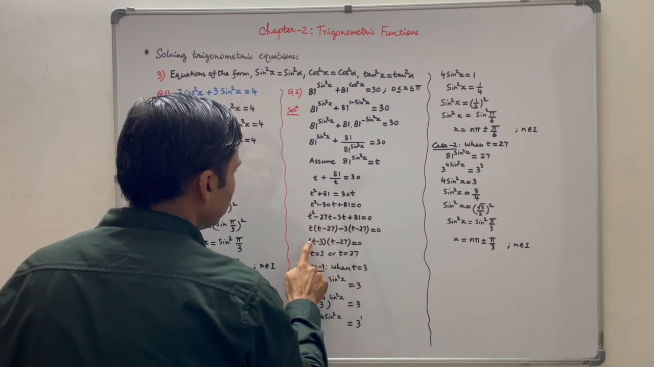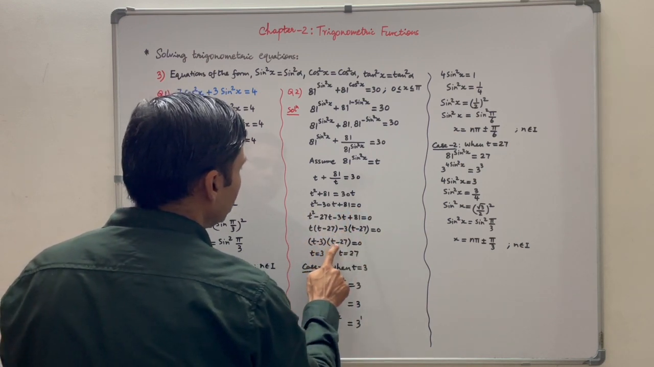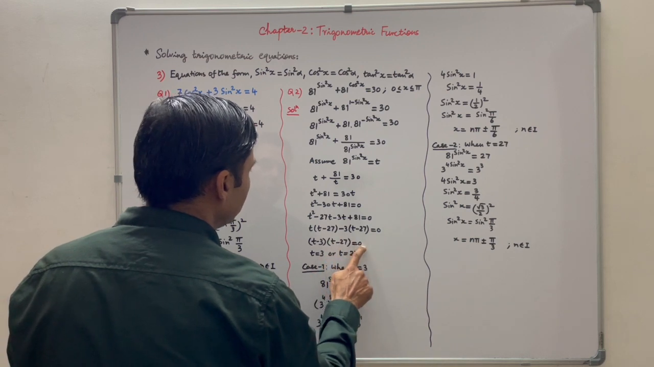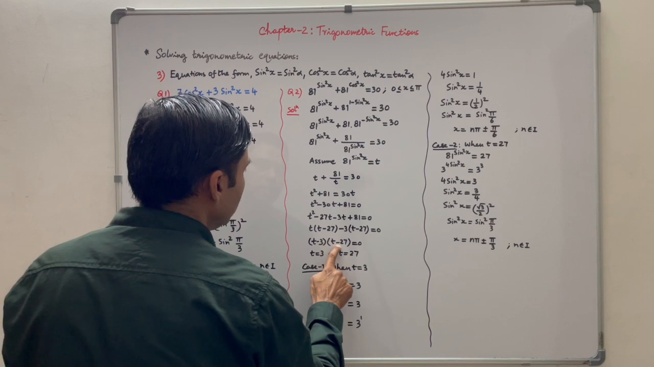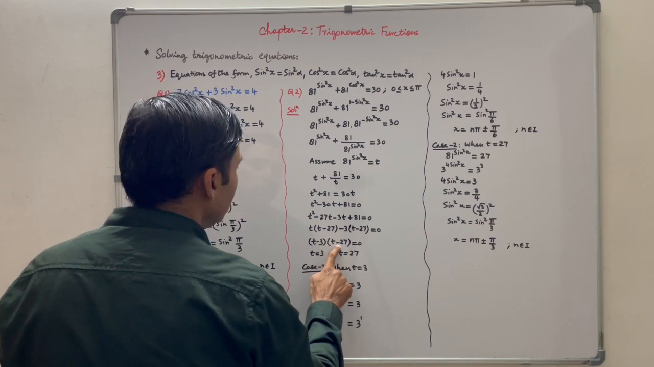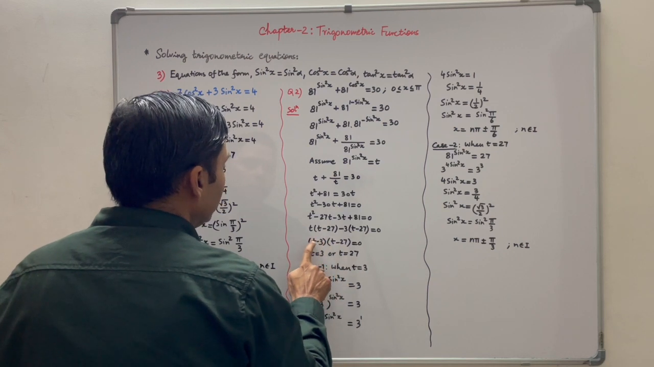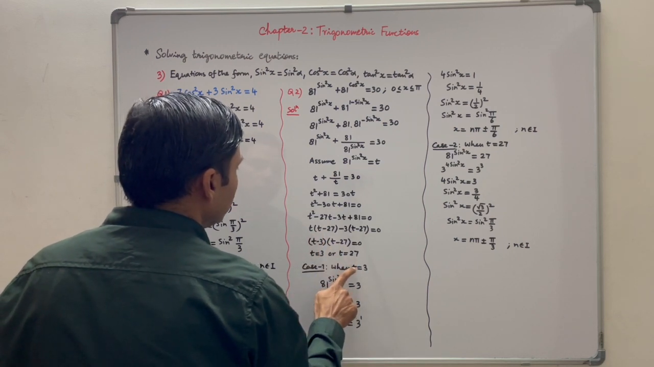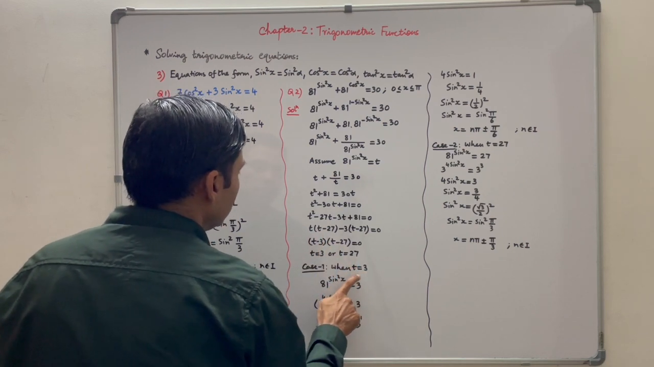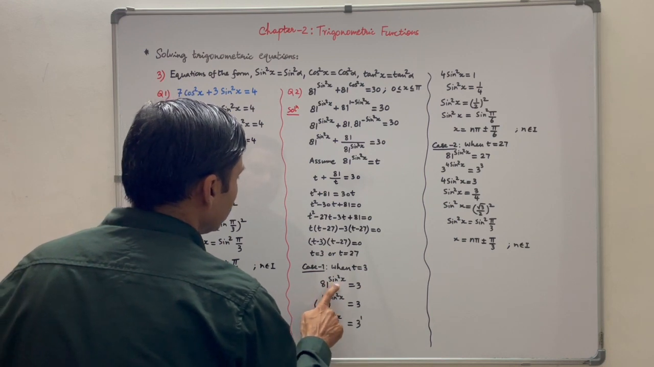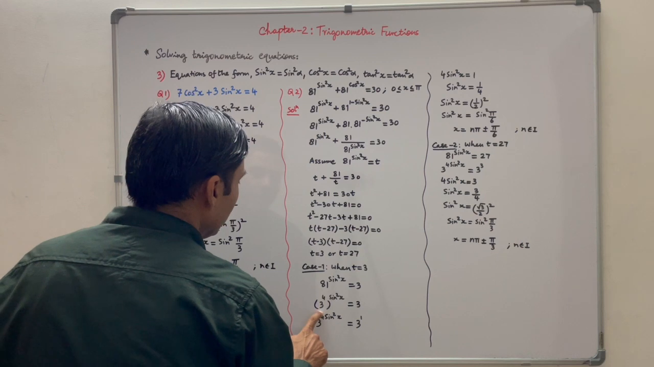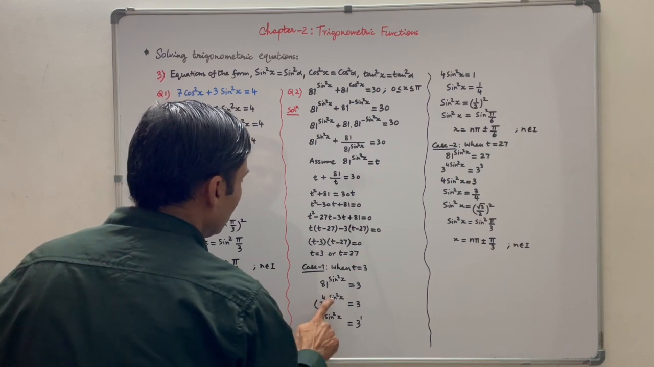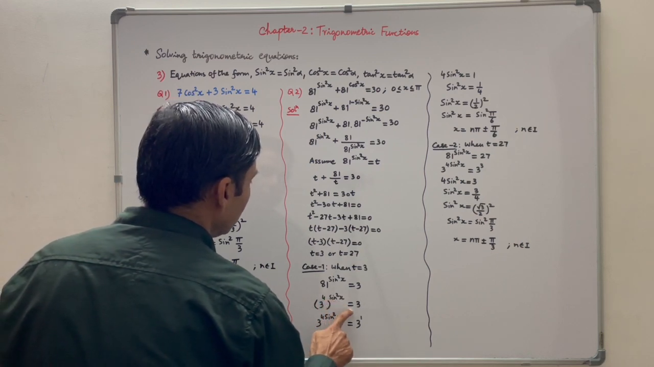This can be factorized as (t minus 3) into (t minus 27) is equal to 0. So either t minus 3 is equal to 0 or t minus 27 is equal to 0. So we will consider two cases accordingly. When t minus 3 is equal to 0, that means t is equal to 3. So 81 to power sine square x is equal to 3. Write 81 as 3 to power 4. So (3 to power 4) to power sine square x is equal to 3.